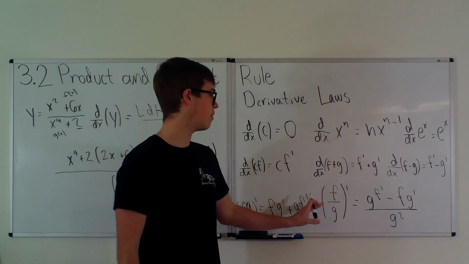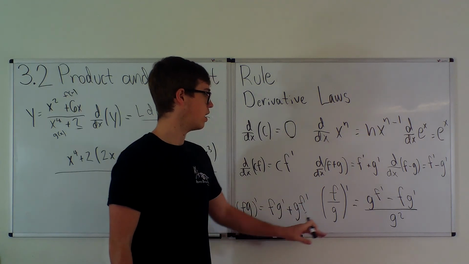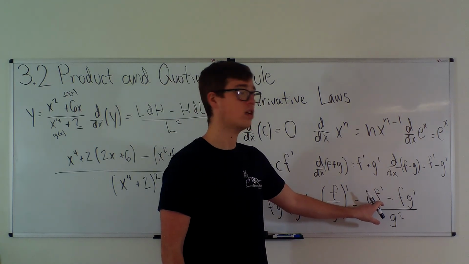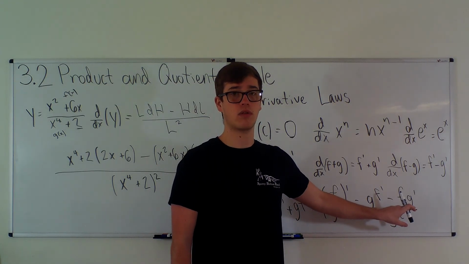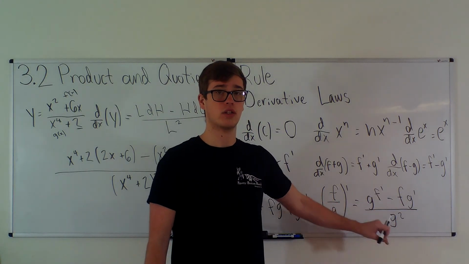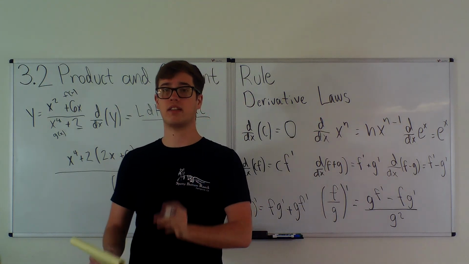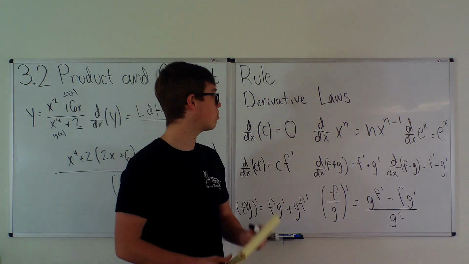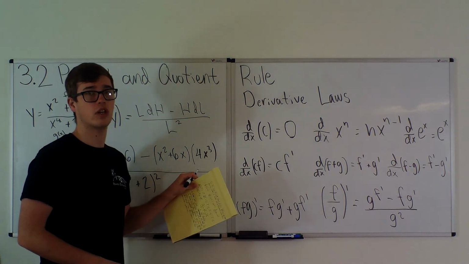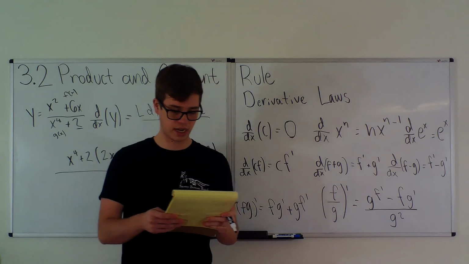And then the derivative of f divided by g is equal to g times the derivative of f minus f times the derivative of g, divided by g squared. Low d high minus high d low divided by the square below. So these are really important. Just remember them. No questions asked.